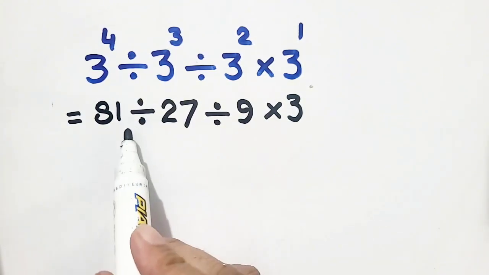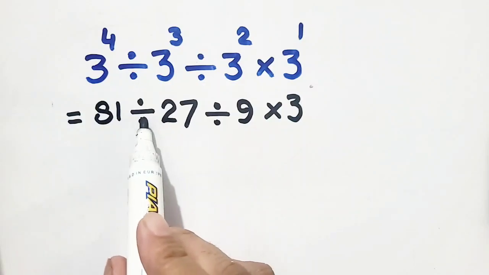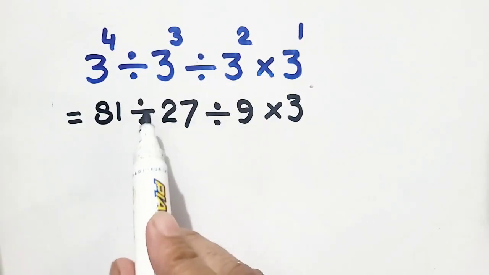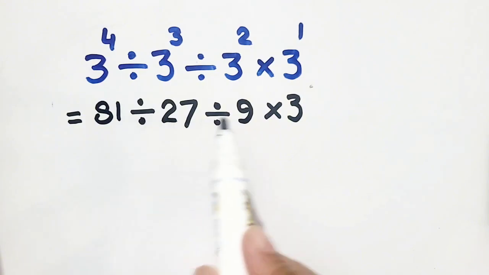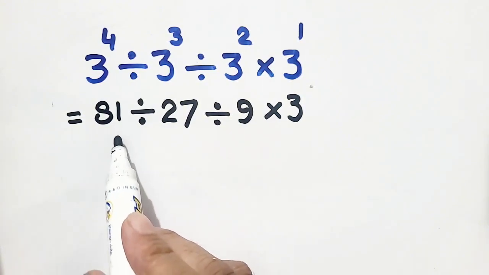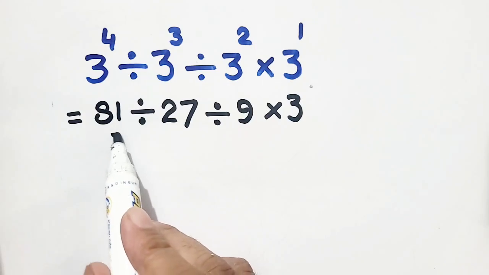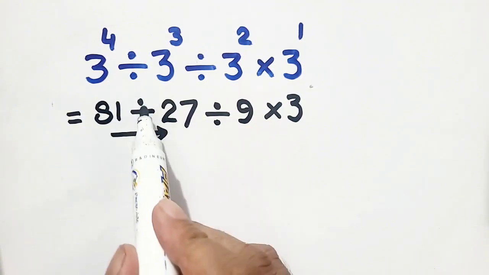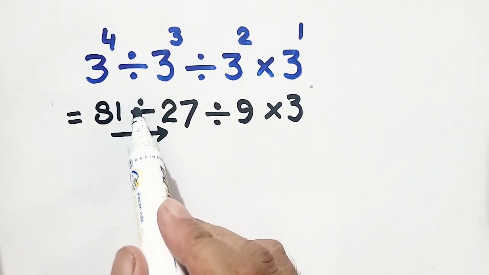Now, this question has division and multiplication. Some say that division will be solved first, and some say that multiplication will be solved first. But remember that according to PEMDAS, we have to move from left to right. This means the operation which is at left will be performed first. So division will be performed first.